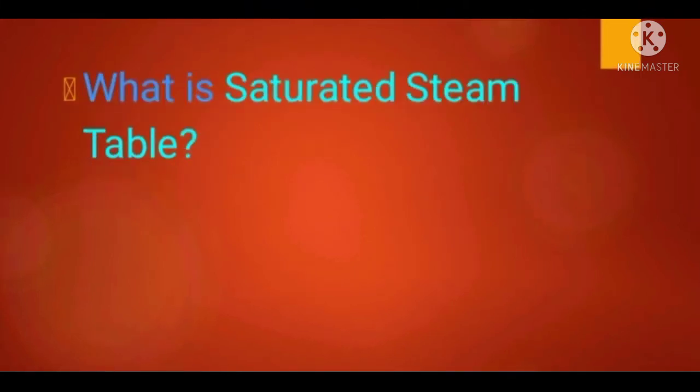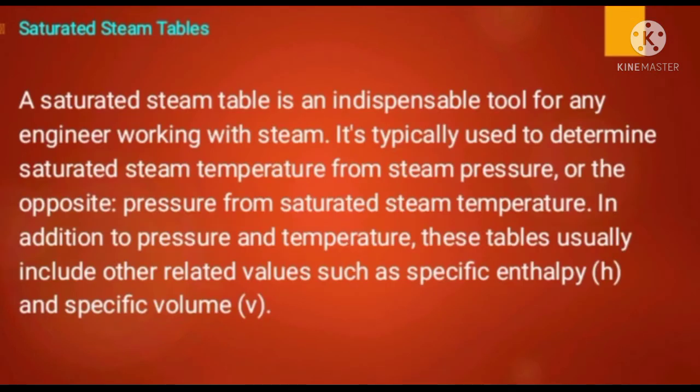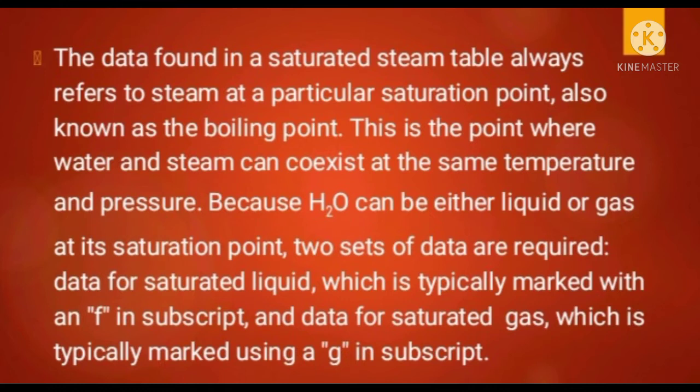First is the saturated steam table. What is a saturated steam table? A steam table is an indispensable tool for any engineer working with steam. It's typically used to determine saturated steam temperature from steam pressure, or the opposite, pressure from saturated steam temperature. In addition to pressure and temperature, these tables usually include other related values such as specific enthalpy h and specific volume v. The data found in a saturated steam table always refers to steam at a particular saturation point, also known as the boiling point. This is the point where water and steam can coexist at the same temperature and pressure.